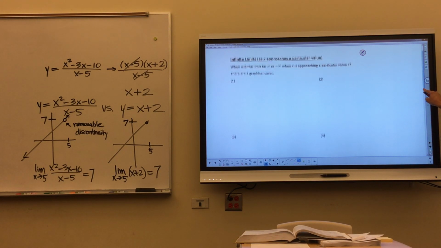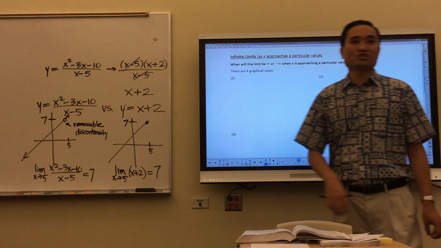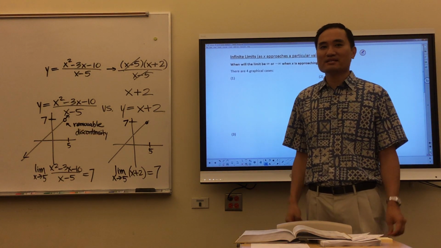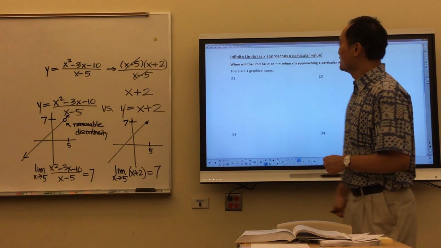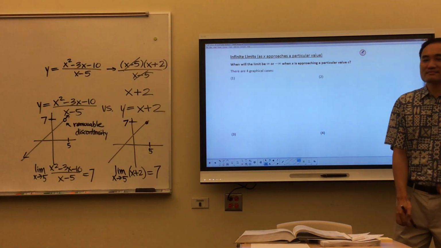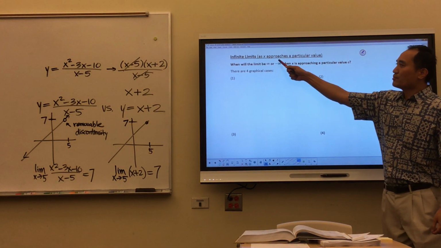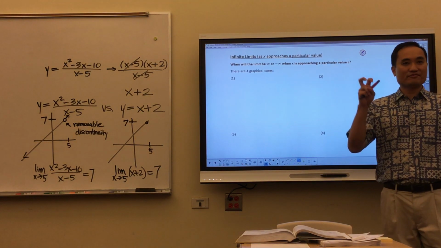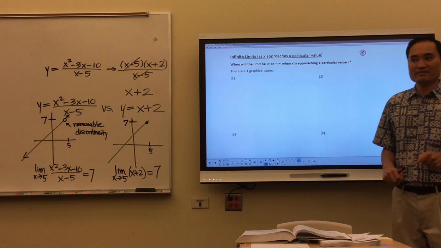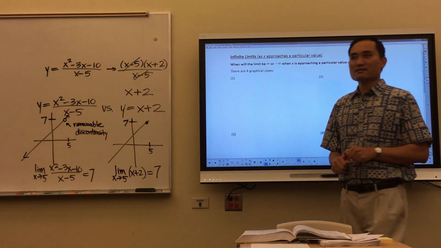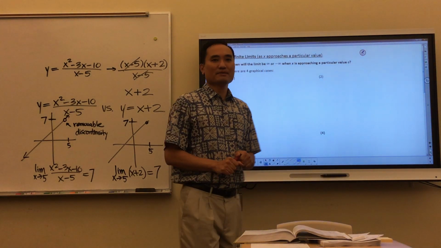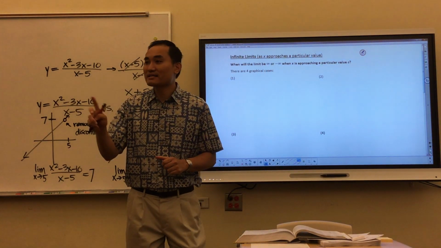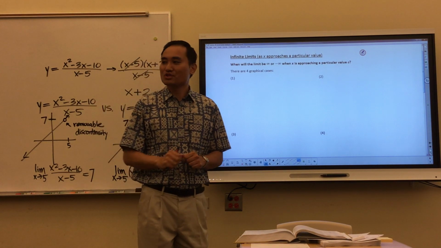Okay, now this is going into 2.2. And I only have a few minutes to get us going in 2.2, so let's see how far we get. Sometimes we have infinite limits, meaning the limit is infinity or the limit is negative infinity. What will cause that to happen? Vertical asymptotes. Exactly.